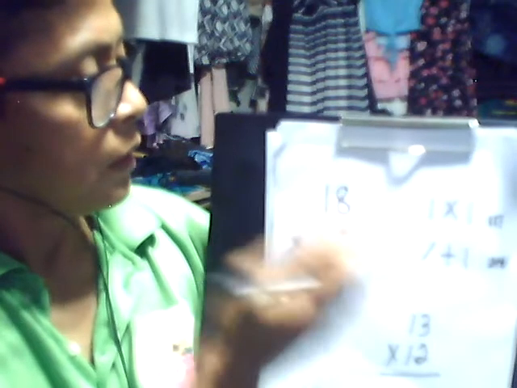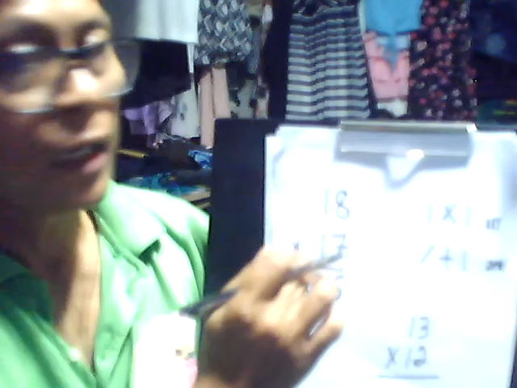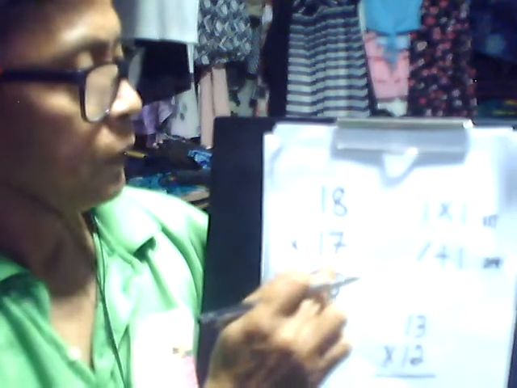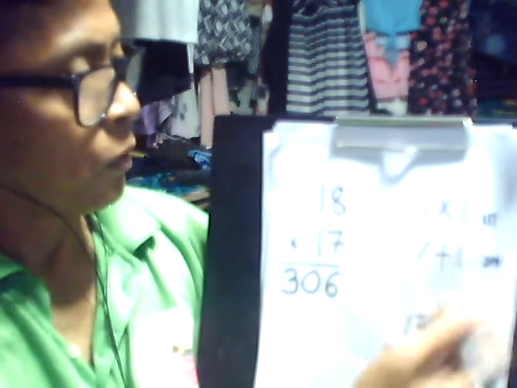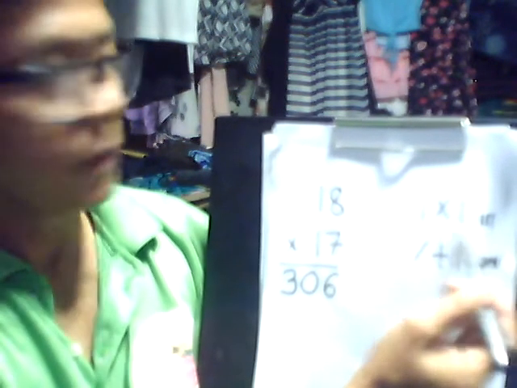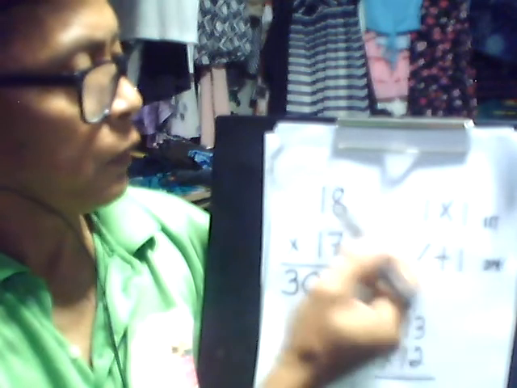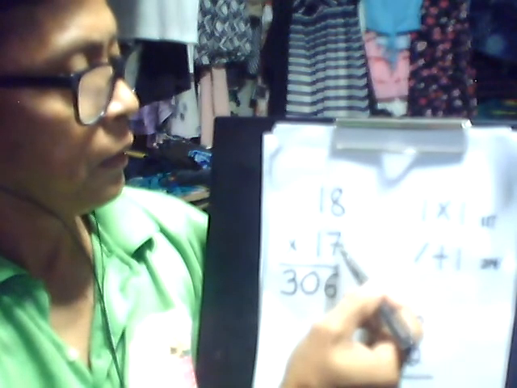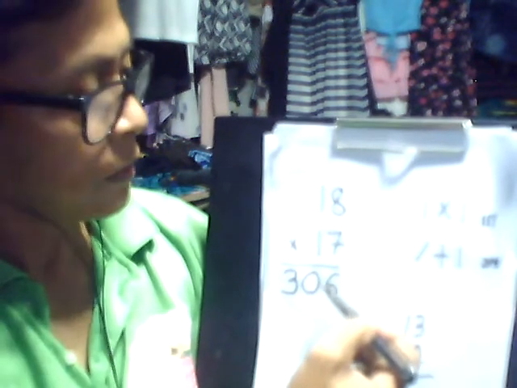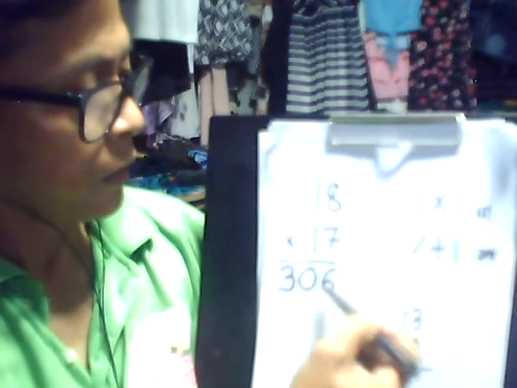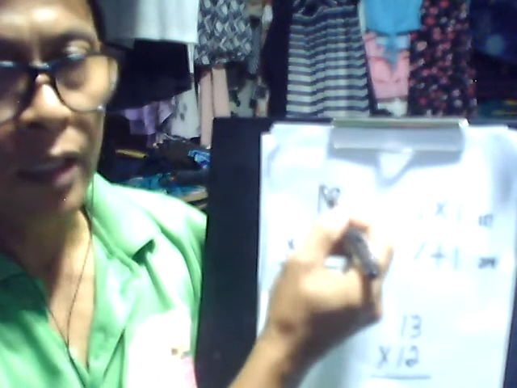Okay, let's take an example: 18 times 17. We use the first formula first. Vertical multiplication, that is 8 times 7 is 56. You put 6 here and then you carry the 5.